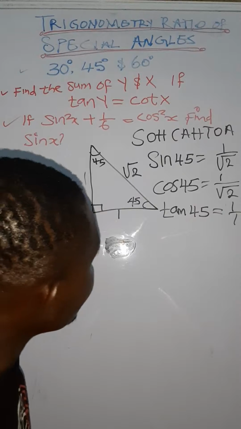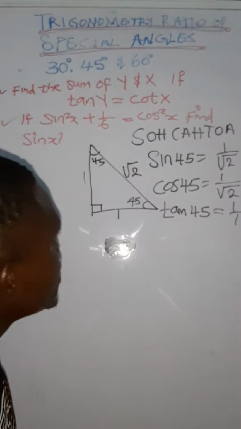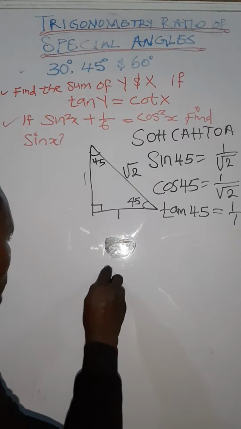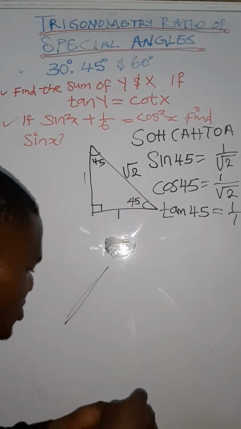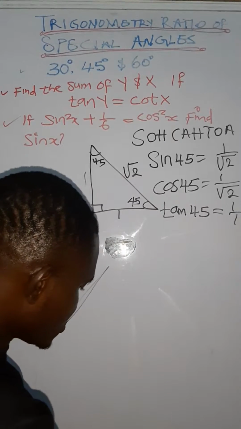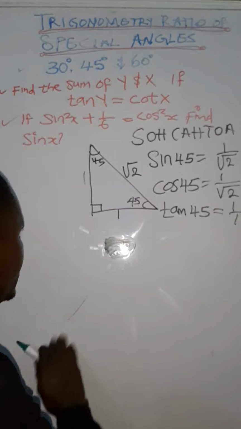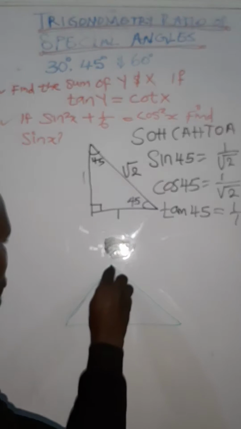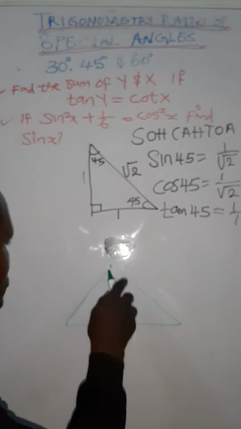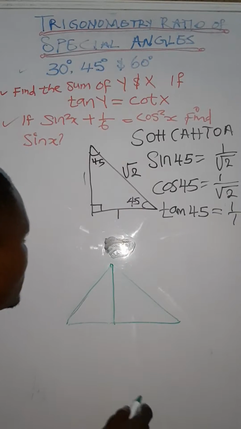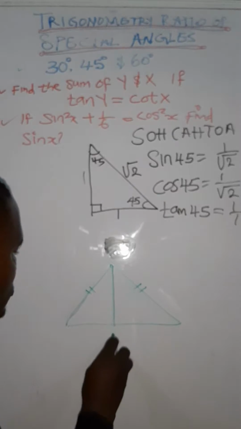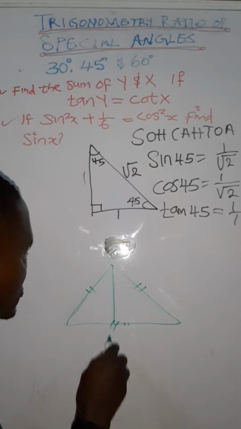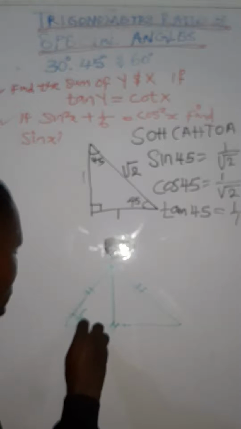Now there's another one, which is the equilateral triangle. This is just my equilateral triangle. Here is equal to here, is equal to here. If that is the case, you call this place 60 degrees.